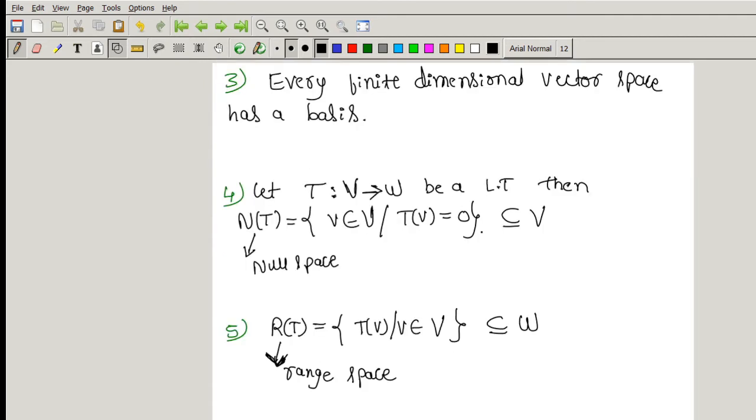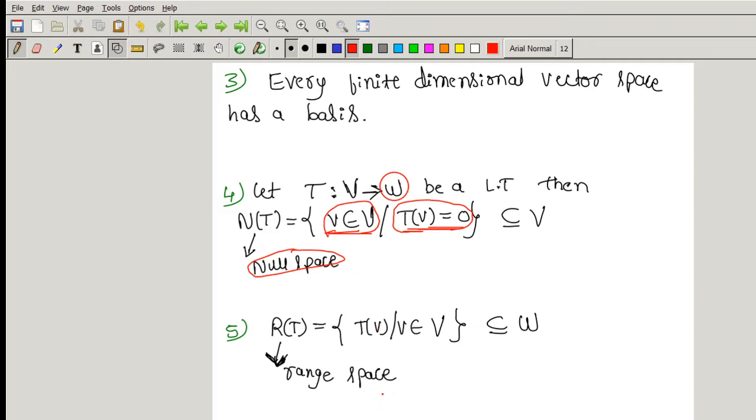This is N of T, the null space of T. The null space of T is nothing but the set of all elements in the domain space that are mapped to the zero element in the codomain. That means their images must be zero. This is the null space of T.